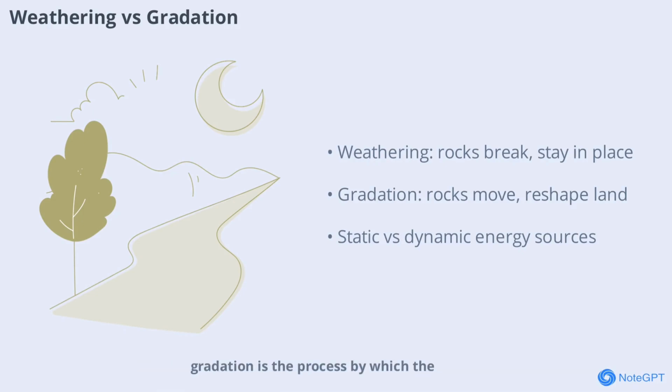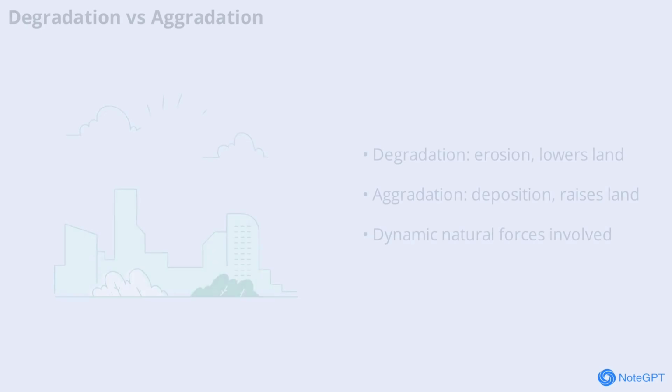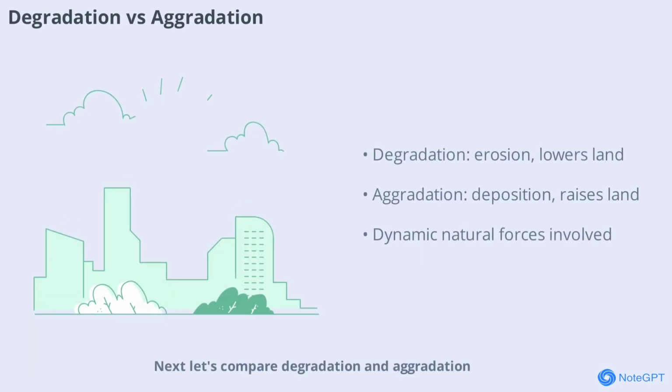In contrast, gradation is the process by which the Earth's surface attains a smooth profile through erosion, transportation, and deposition of materials. Gradation uses both static and dynamic sources of energy, including rivers, wind, glaciers, and sea waves. Here, rocks are not only broken but also moved and deposited elsewhere, leading to the formation of various landforms and landscapes. Next, let's compare degradation and aggradation, two processes closely related to gradation.